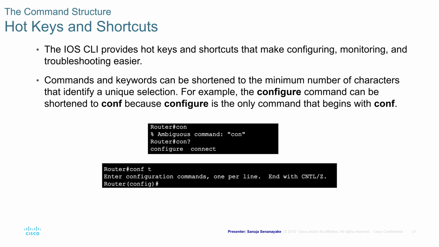The commands and keywords can be shortened to a minimum number of characters that identify a unique selection. For example, the configure command can be shortened to conf, because configure is the only command that begins with conf. I always use conf t, for example, to enter configuration terminal, and that's what is shown here. It's conf t, and it goes to configuration terminal.